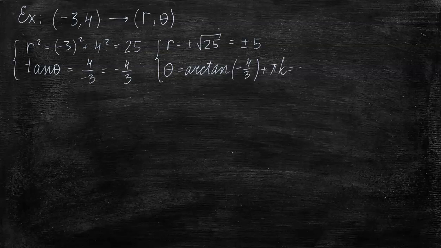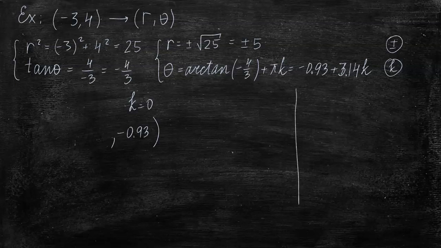Using a calculator, we can compute the arctan as negative 0.93 plus pi k, but since we're writing that in radians in decimal form, I'm going to write pi as 3.14, and in the first equation we get to choose between plus and minus. In the second equation we get to choose k. If we choose k to be 0, then the angle theta will be negative 0.93 radians, and which value, positive or negative, 5 will work with this choice of k? In the second quadrant, the point will be somewhere here, negative 3, 4.